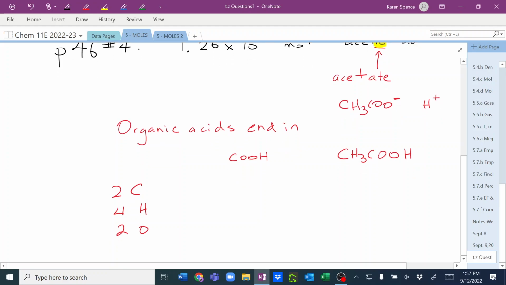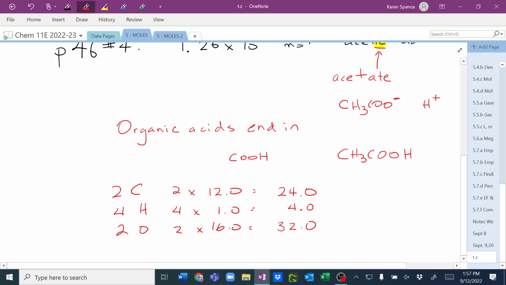When we add up the molar mass for this, we have 2 carbons, 4 hydrogens, and 2 oxygens. So that's going to be 2 times 12.0, 4 times 1.0, and 2 times 16.0. So that's 24, 4, and 32.